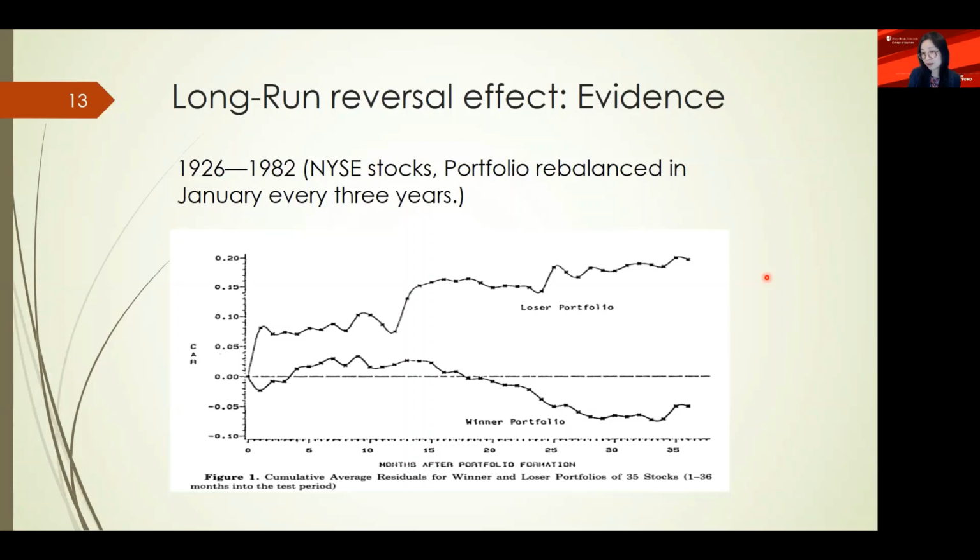Their finding is contradictory to the weak form EMH because they show historical information can be used to forecast future abnormal returns. Okay, so that will be the conclusion of the first study, the long-term reversal effect. Any question?